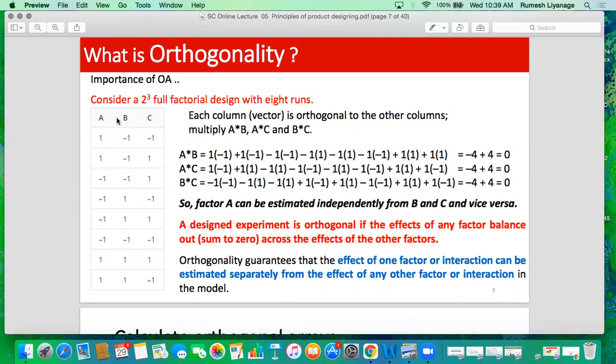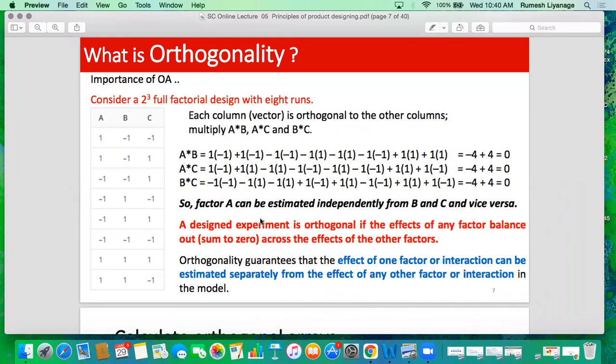So here in this example, we are going to multiply A and B. Then what happened? The result is 0. Then A and C, the result is 0. Then B and C, again the result is 0. So it means this design is orthogonal, right? How many factors are there? There are 3 factors. How many levels? We are going to check 2 levels, and the sum of multiplications is again 0. So it means this design is an orthogonal design.